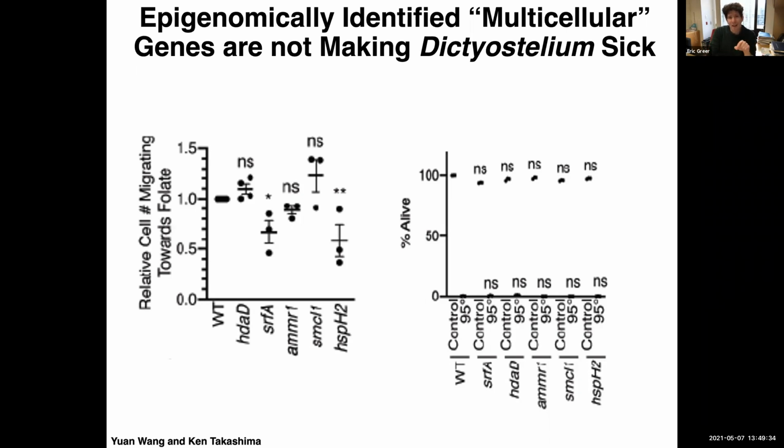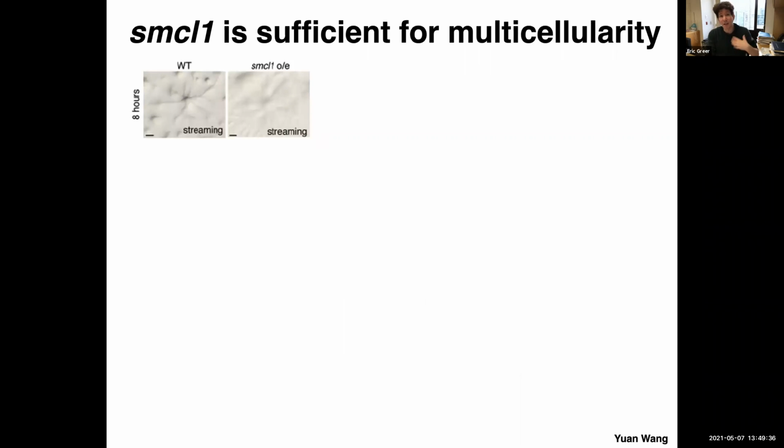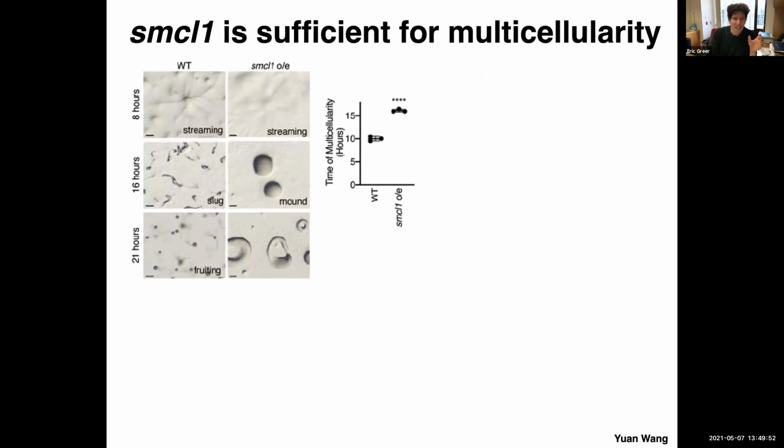So next, Simon wanted to test to see if any of these genes that we had identified as being necessary were also sufficient for multicellularity. So he decided to overexpress them. And here I'm showing you the overexpression of SMCL1, this SMC-like protein. And what he found, a little bit surprisingly, was that when he overexpressed SMCL1, it also seemed to slow multicellularity. So this gene, which when he knocked it out completely stopped multicellularity from happening, when he overexpressed it, it also slowed multicellularity, suggesting that we really need appropriate levels of expression of this one gene.